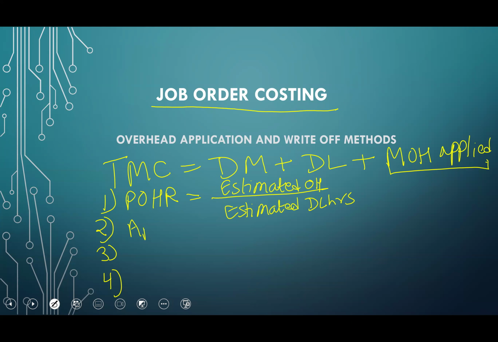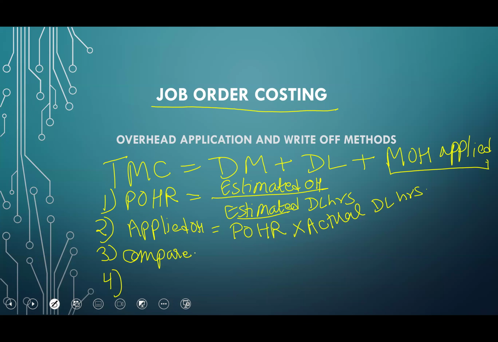The second step that we did was to apply the overhead. How do we calculate applied overhead? Applied overhead is calculated by taking the predetermined overhead rate that we calculated in step number 1 and multiplying it by the actual denominator or base that you used in step 1. In our example, direct labor hours would be used to determine how much overhead would be applied to each job. The third one is to compare. What do we compare? We compare applied overhead that we calculated in step number 2 with actual overhead.